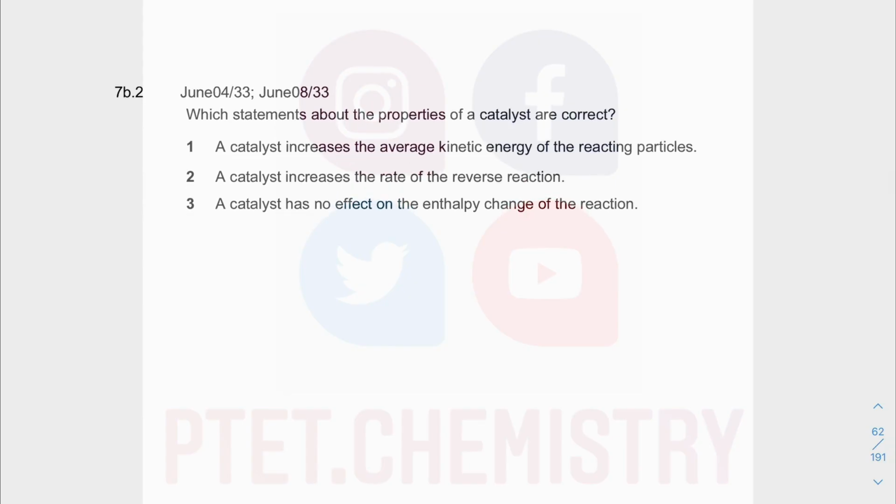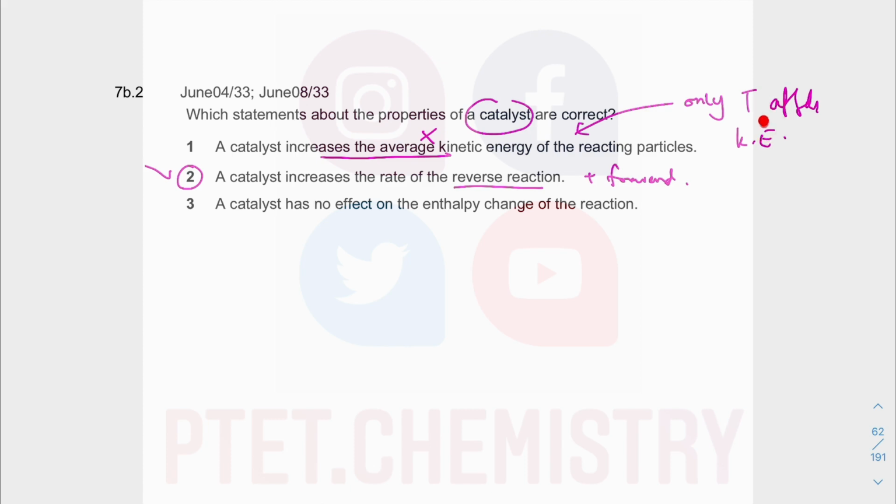The next question is on catalysis, so properties of a catalyst. A catalyst does increase the rate of forward and backward reactions, okay? So a catalyst doesn't just increase the rate of the forward reaction, but also the backward or reverse reaction. A lot of students are confused about this. A catalyst increases the average kinetic energy of the reacting particles. That is incorrect because only temperature affects kinetic energy, okay? So only temperature can affect the kinetic energy, which is the Maxwell-Boltzmann distribution. Any other factors, they don't change the shape of the Maxwell-Boltzmann distribution at all.